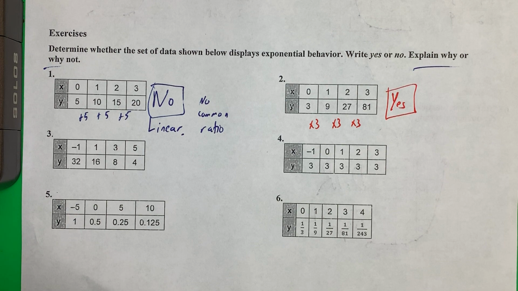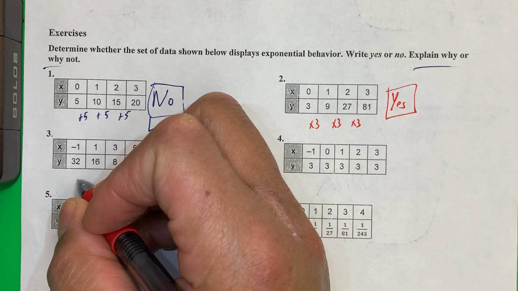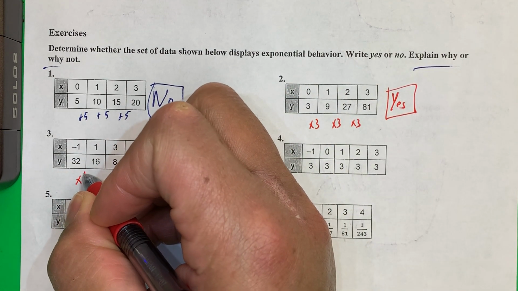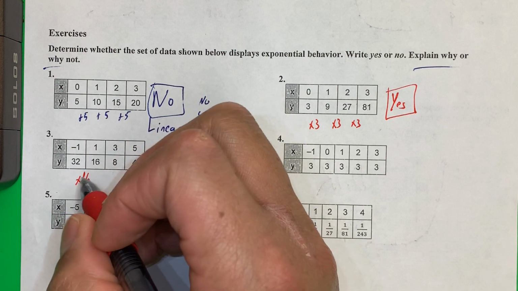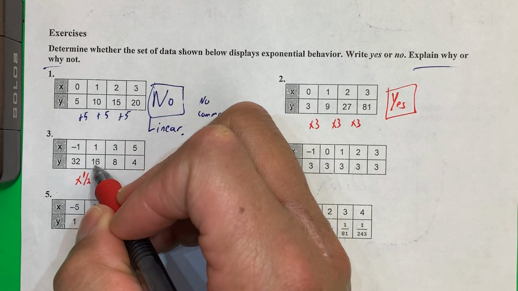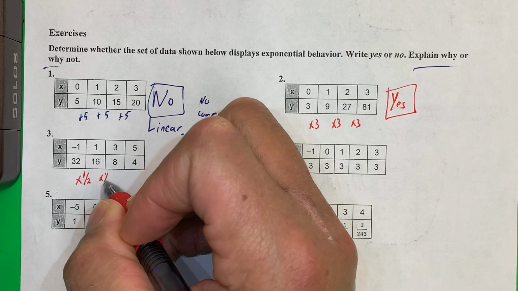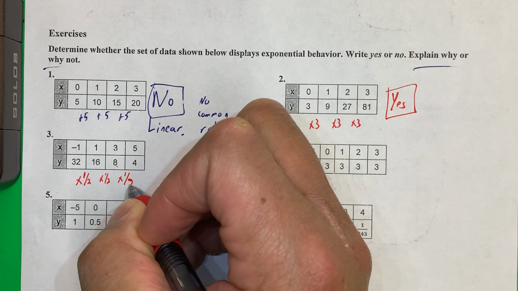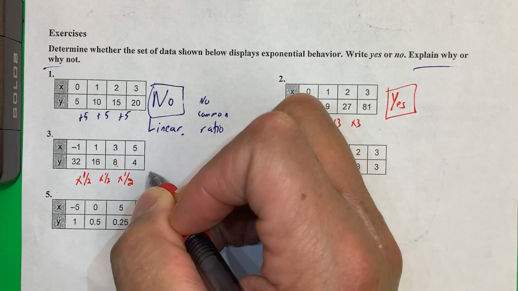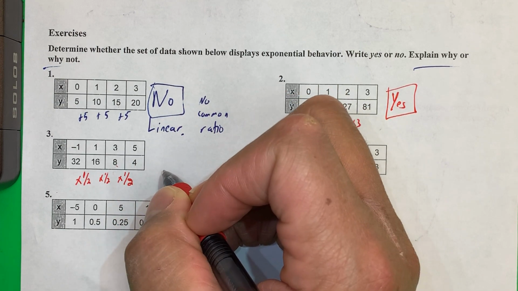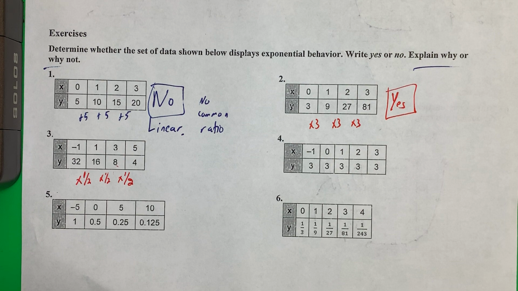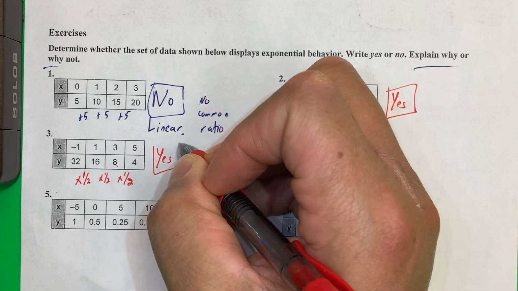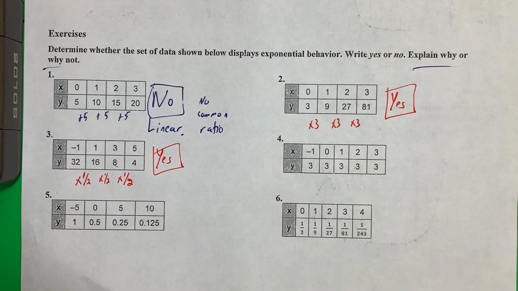That's correct. But since we call it common ratio, I like to think of it as, instead of dividing by 2, I'm actually multiplying by 1/2, okay? Because what's 1/2 of 32? Oh, it's 16. And what's 1/2 of 16? Oh, it's 8. And 1/2 of 8 is 4. And if I kept going, I'd have 1/2 of 4 is 2, and 1/2 of 2 is 1, and that pattern would keep going. So this is yes, because it has a common ratio of 1/2.